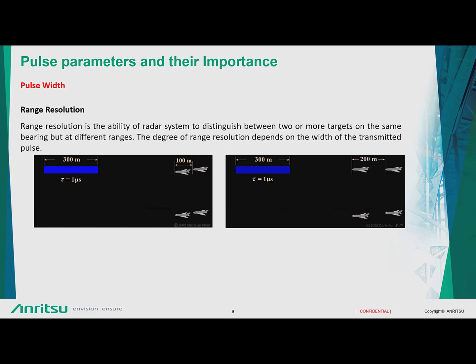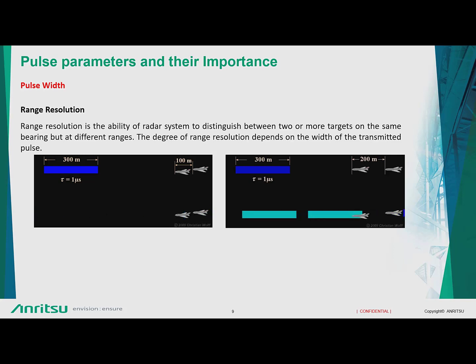In that sense, the narrow pulse width also has less energy content, but there are techniques, like modulation techniques, by which you can still have a very narrow pulse and still the range can be really high. So pulse width determines range resolution.